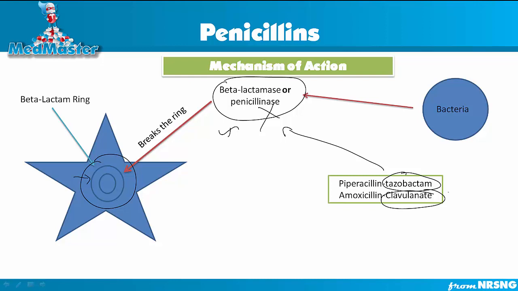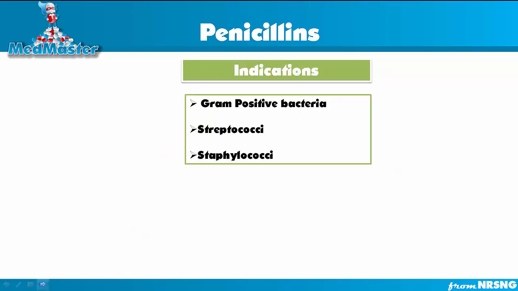Now you may be wondering what tazobactam is. Tazobactam is really important in order to increase the effectiveness of penicillin, since it kills the beta-lactamase enzyme. Alright, let's go. Now, penicillins are used for gram-positive bacteria, streptococci, and staphylococci. This is not really important to remember, just for information, why they're used and for which kind of bacteria.